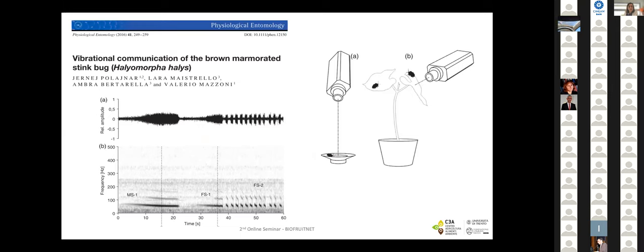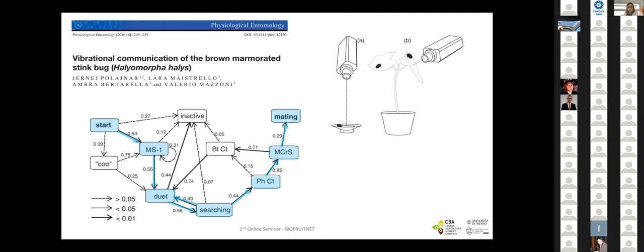And we found out that both males and females produce vibrational signals. Here you can see that the recordings were done both on the loudspeaker and on a bean plant, for the reason I explained to you before, that changing the substrate often changes the recorded signal. In particular, they found one signal from the male and two different signals from the female, that were not randomly produced, but were produced in strict connection to each other, following a path that is described by this ethogram.